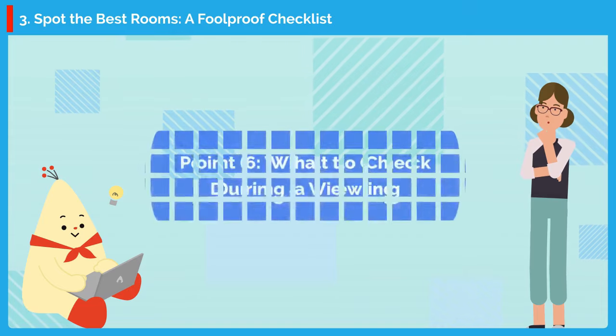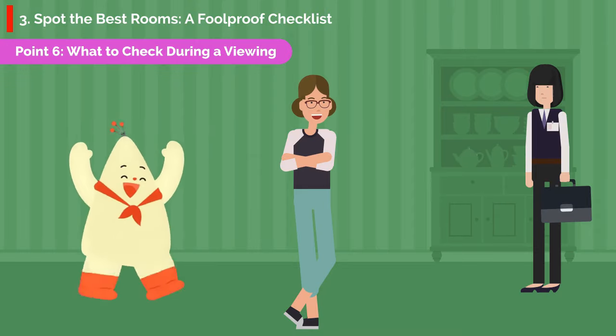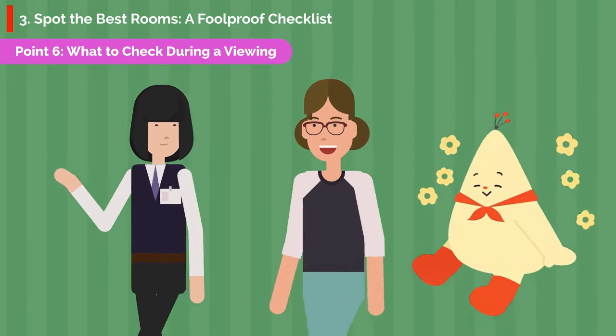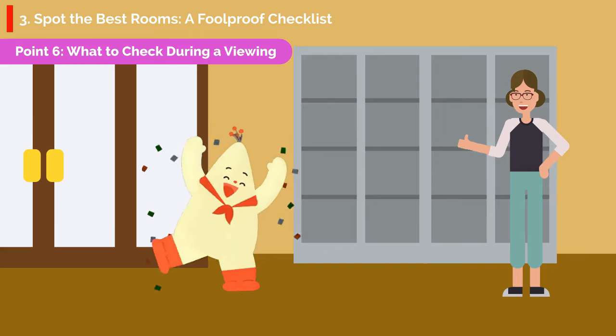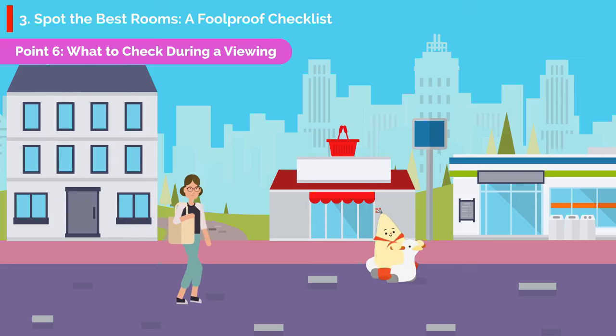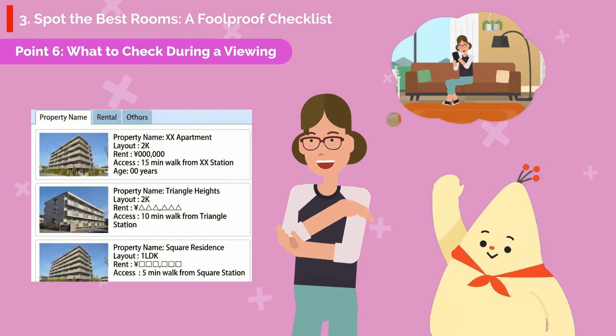Point 6. What to check during a viewing. When you visit the property, check not only the room itself, but also the local area. See if the bathroom has proper ventilation, if there's a delivery box, how close convenience stores and supermarkets are, and whether the area feels comfortable for your daily life.